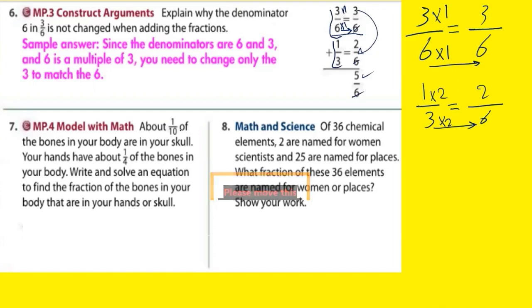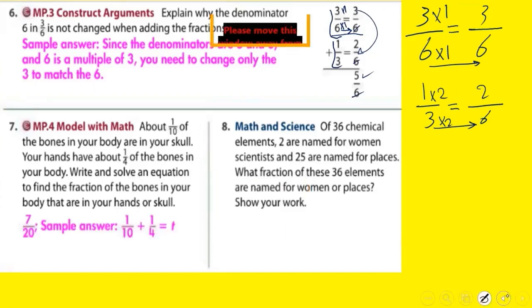Number 7. About 1 over 10 of the bones in your body are in your skull. Your hands are about a quarter of the bones in your body. Write and solve an equation to find the fraction of the bones in your body that are in your hands or skull. The equation here will be 1 over 10 plus 1 over 4. I will add 1 over 10 plus 1 over 4, that equals t. And the t here represents the fraction of the bones in your body that are in your hands or in your skull. This is t.